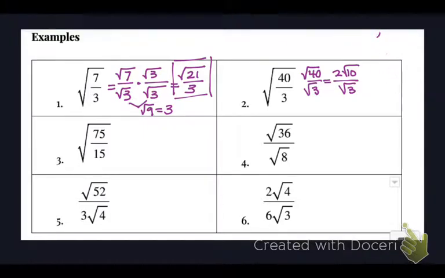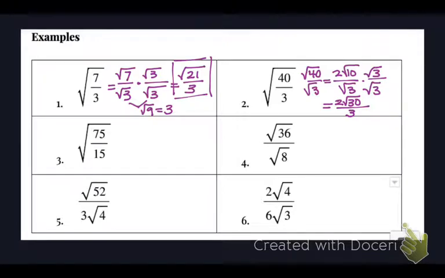So at this point, we would look to see if we can simplify anything, which we can't, but we have that radical in the denominator. So again, whatever radical is in the denominator, that's what we multiply by, and whatever we do to the top, we have to do to the bottom. So we would have 2 times the square root of 30, because the 10 and the 3 would be multiplied together, over 3. And again, radical 3 times radical 3 is the square root of 9, which is just 3.